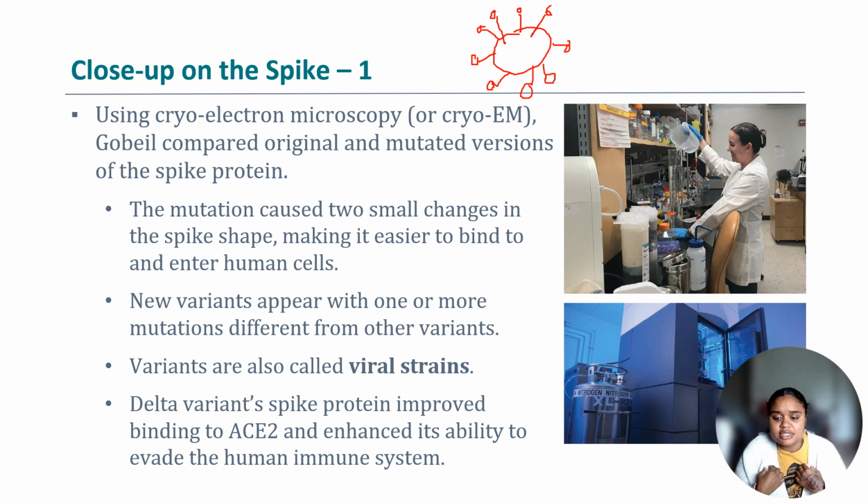But the importance here is the mutation rate. Dr. Gobale noticed there was a mutation that caused two small changes in the spike shape, which made it easier to bind and enter the cells. Now, this happened after the initial COVID vaccine, the initial Pfizer one that came out. Although a lot of the way it works with viruses is complicated, I'll just give you a layman's term on it.